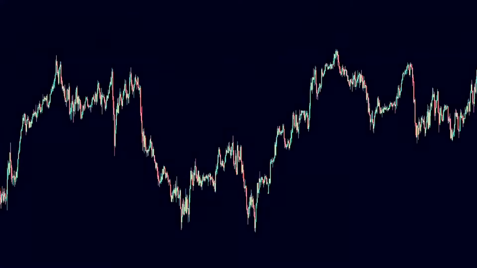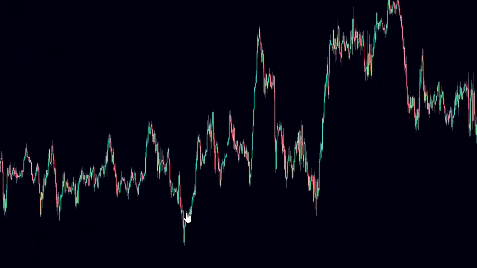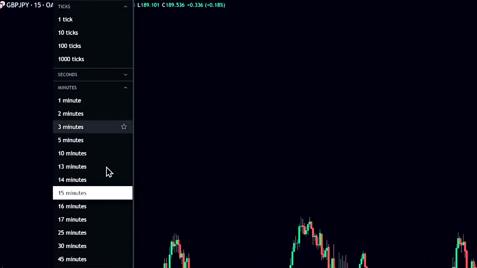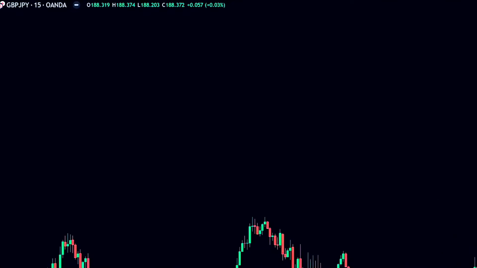Let's roll. To kick things off, head over to TradingView, the platform I'm rocking today. You don't have an account yet? No sweat. There's a sign up link in the video description. Once you're in, load up the GBP/JPY chart on the 15-minute time frame. That's what we're zooming in on.